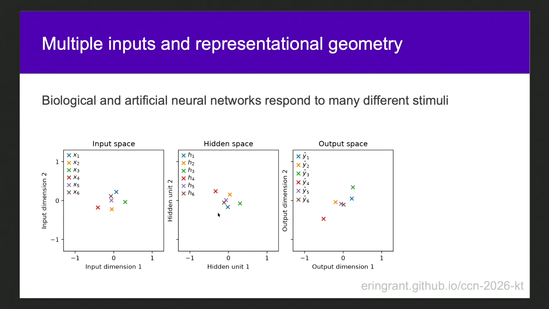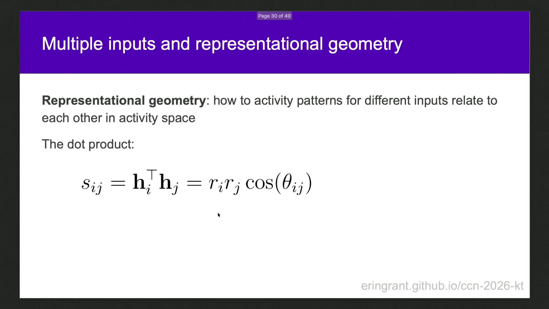And the easiest measure of similarity is the dot product. So we simply multiply those 2 activity patterns and calculate the inner product, and this is equivalent to the length of how big the activity is in activity space. So you can think of how far the point is away from the origin, and their angle.